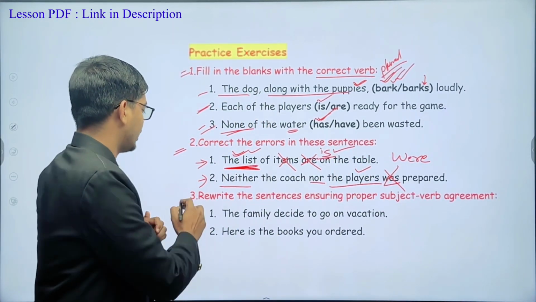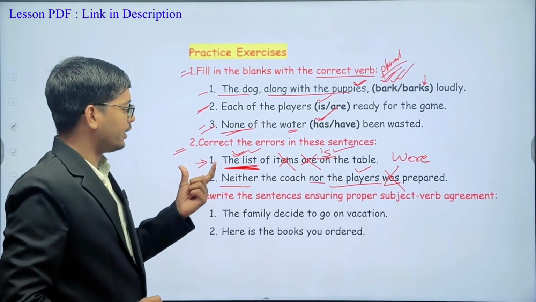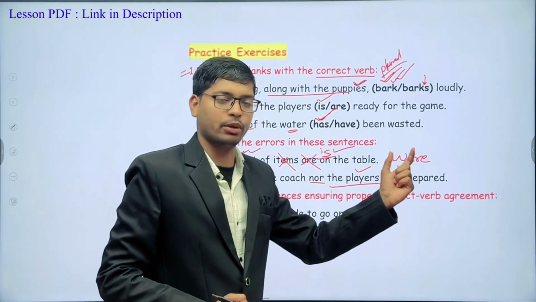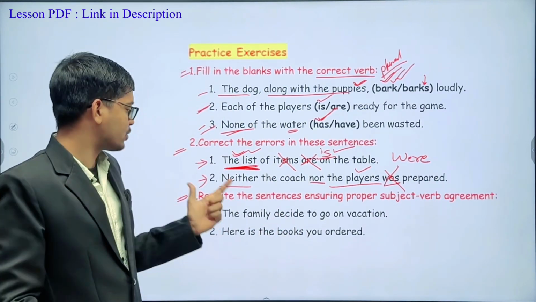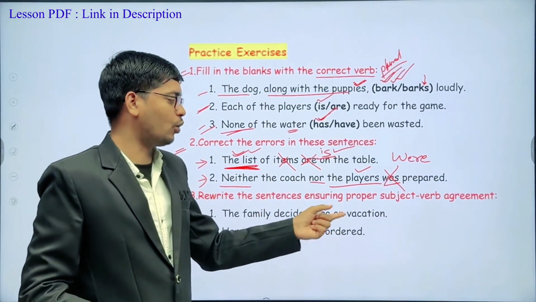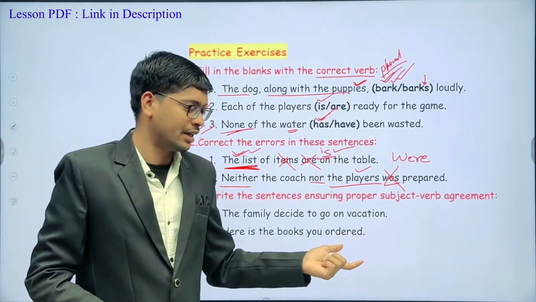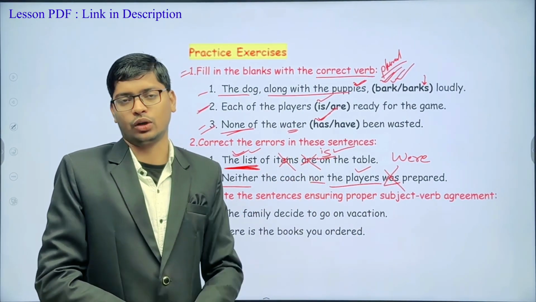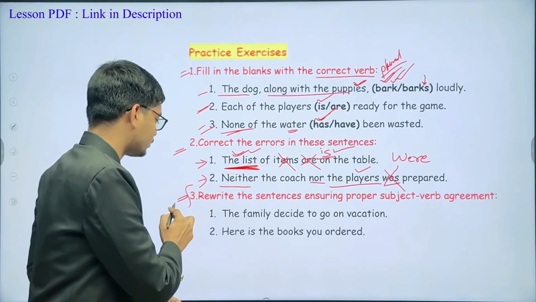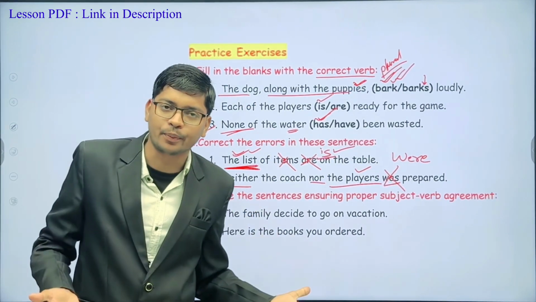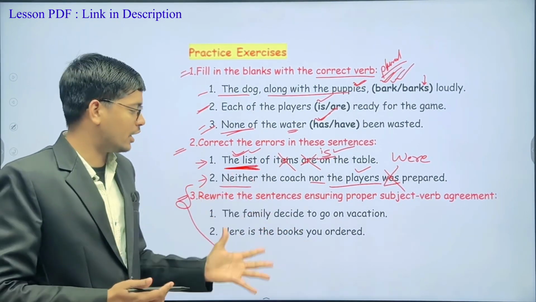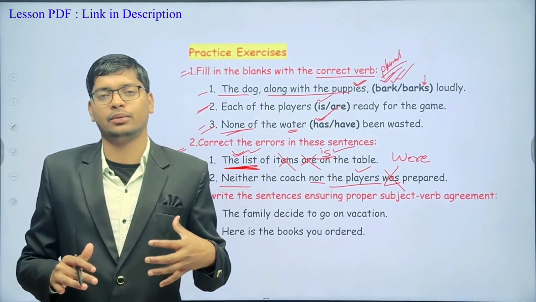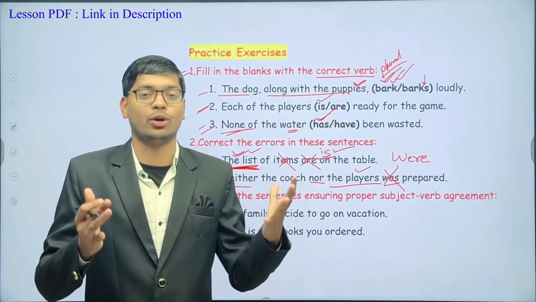Next, third question: rewrite the sentences ensuring proper subject-verb agreement. Let's see. The family decide to go on vacation. Next sentence: here is the box you ordered. This is work for you. You give me your answer in the comment box. I will definitely see your comments and your answers.